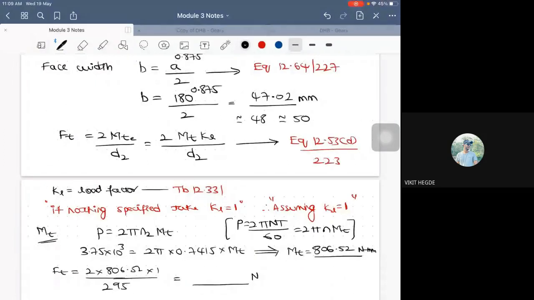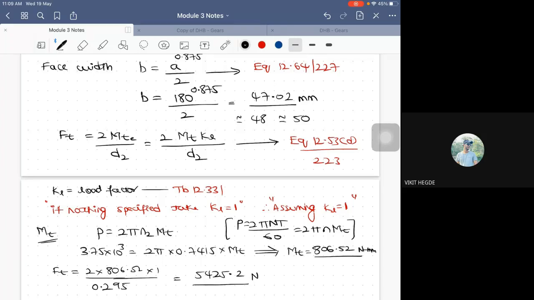Everyone is getting 5.4? Okay, then you substitute it in meters. You substitute this in meters. If you substitute in meters, what is the value? 5450? 5460? 5425. So 5425.2 newtons. Okay. Now it is matching.